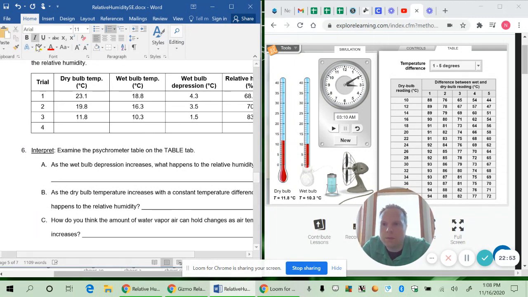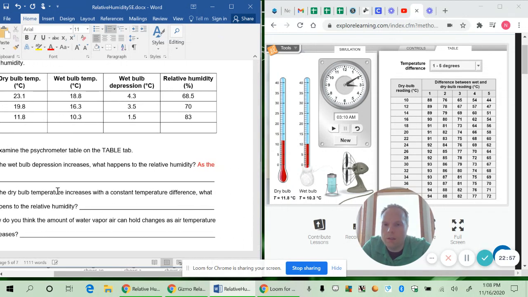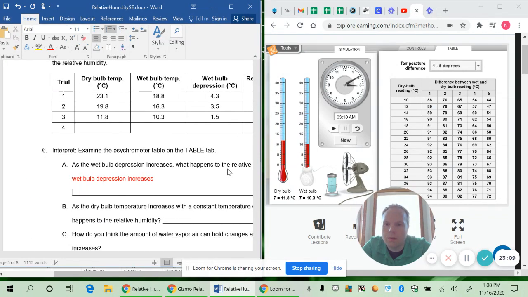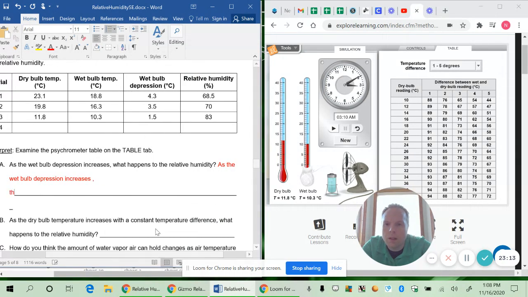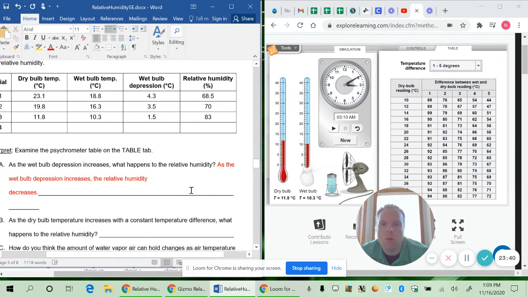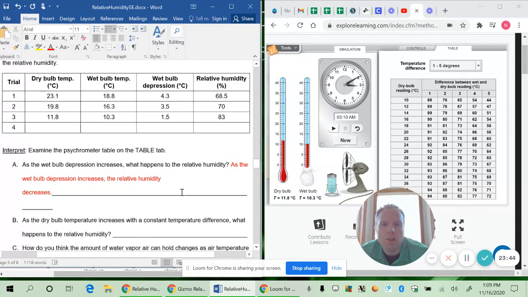Okay, so we can say as the wet bulb depression increases, the relative humidity decreases. And that makes sense. The bigger the gap we have is caused by the fact that more water evaporated off the wet bulb, which means there's more space in the atmosphere, so the relative humidity is less.